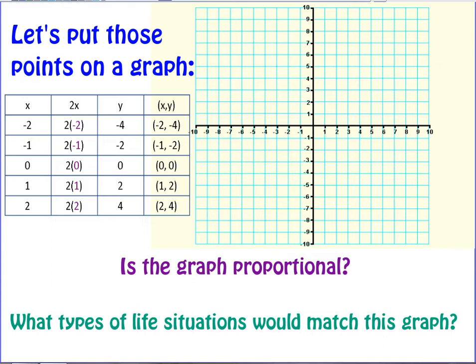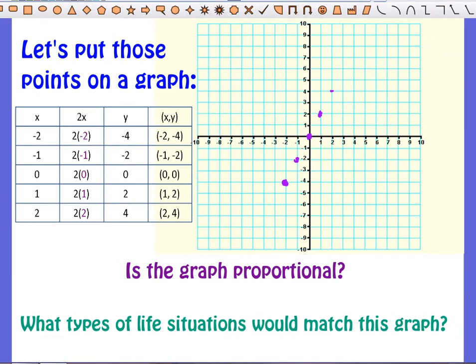We're going to put that on a graph. So we're going to start with -2, -4, -1, -2, 0, 0, 1, 2, and 2, 4. What kind of pattern is this making? Yep, we've got our straight line again. Let's draw in the line that matches with this pattern.